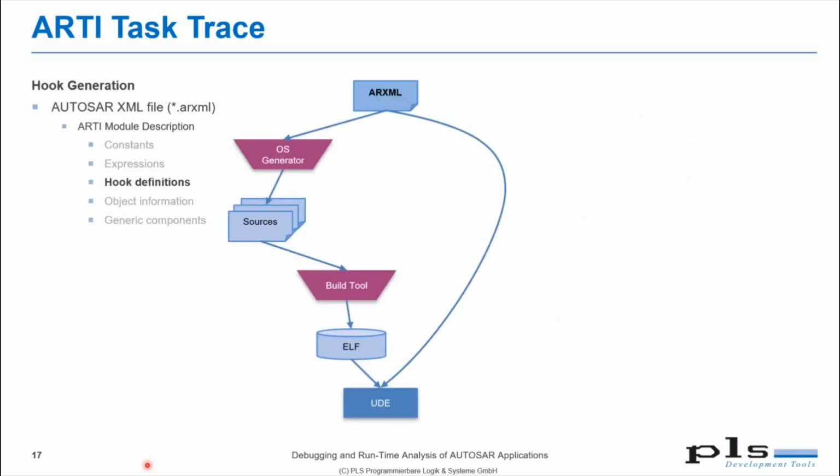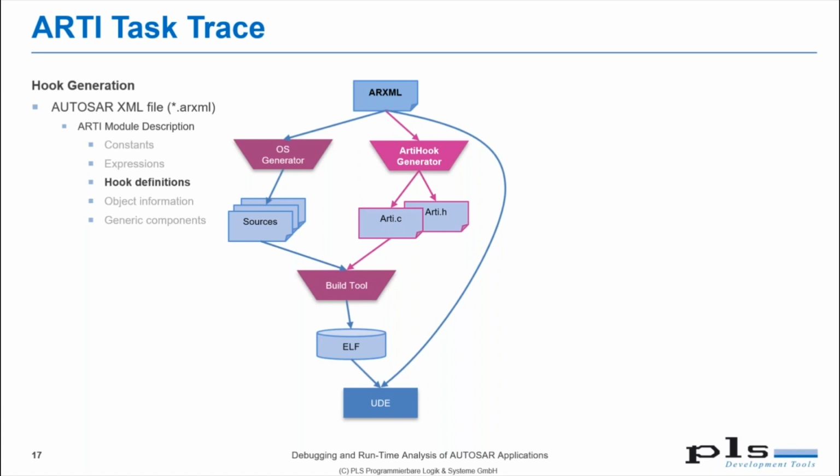The hooks that are used for tracing are automatically generated. The hooks are defined in a so-called ARXML file that describes the complete AUTOSAR system. It is also named the AUTOSAR ECU. As a part of this description, we have all the RTE information included as a module. Then we have an RTE hook generator here that reads that description and creates the implementation for the hooks.